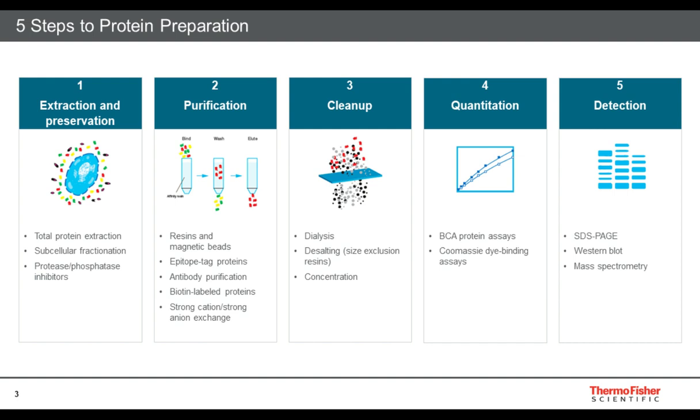Lastly, the 5th step, detection, is important to the workflow since it is here that you determine qualitatively how well your protein prep worked. SDS-PAGE, Western blotting, and/or mass spectrometry are often used to evaluate protein size and integrity, and verify the identity of the protein isolated, as well as the presence or identity of any remaining contaminants.